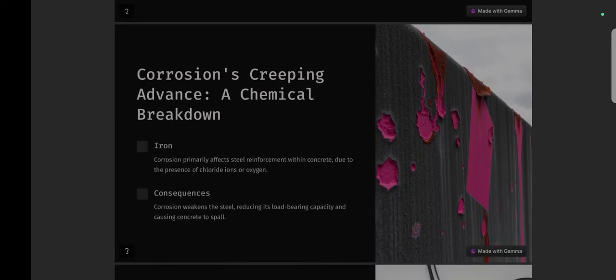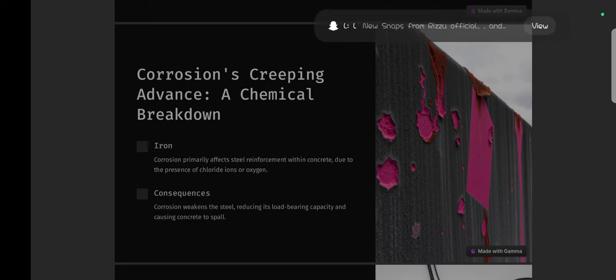Corrosion, creeping advance, and chemical breakdown. Chemical breakdown of concrete has some causes and effects. Concrete is a durable material, but over time it is susceptible to chemical breakdowns that can significantly affect its strength and longevity. These breakdowns often occur beneath the surface and are caused by chemical reactions between concrete and substances in the surrounding environment. And there are some key chemical reactions leading to concrete breakdown, like alkali silica reaction.